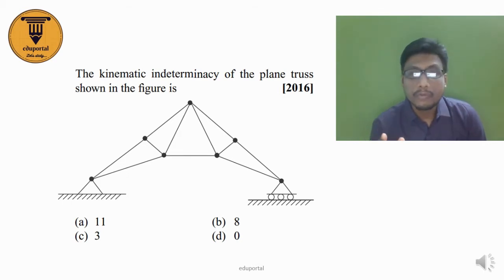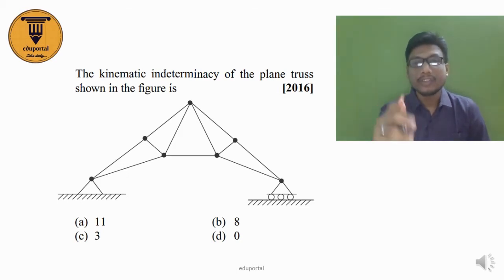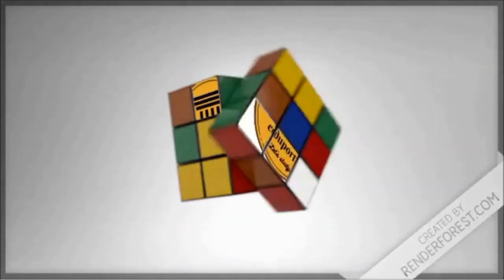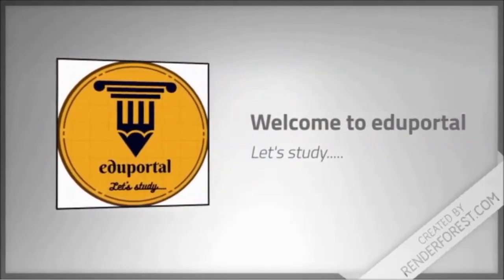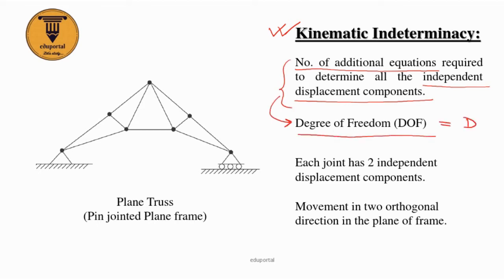Now we will solve this question, and along with that we will discuss the relevant concept. So let's move on to the solution. What is kinematic indeterminacy? It is the number of additional equations required to determine all the independent displacement components. It is also called the degrees of freedom.